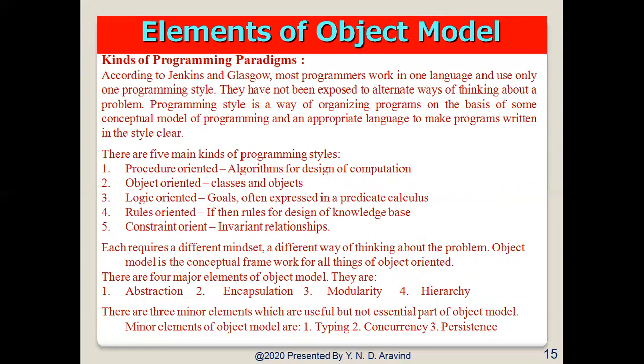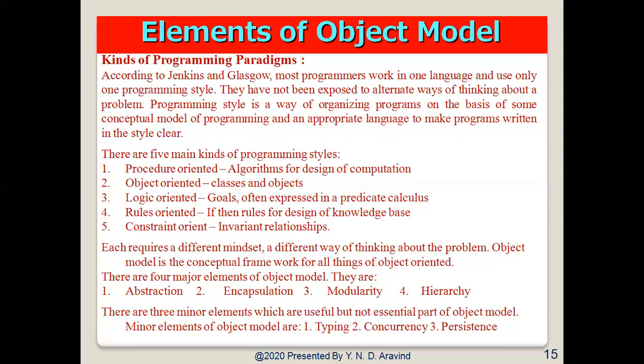Kinds of programming paradigm. According to Jenkins and Glasgow, most programmers work in one language and use only one programming style. They have not been exposed to alternate ways of thinking about the problem. So programming style is a way of organizing programs on the basis of some conceptual model of programming and an appropriate language to make programs written in a style clear.